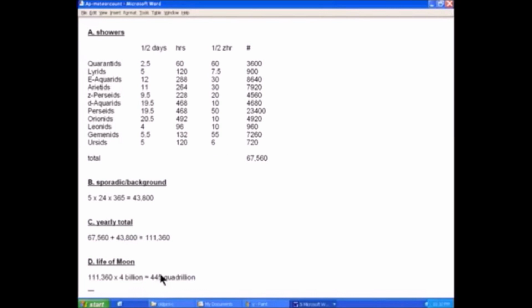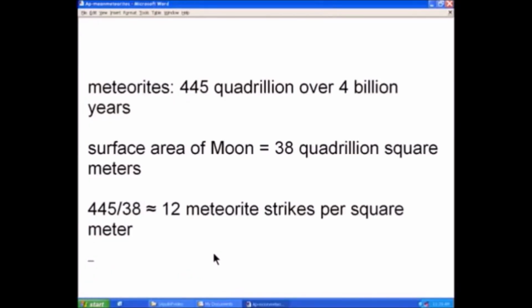As we said, 445 quadrillion strikes over 4 billion years. And the surface area of the moon is 38 quadrillion square meters. So you divide that number by that number and you get 12 meteorite strikes per square meter of the moon's surface.